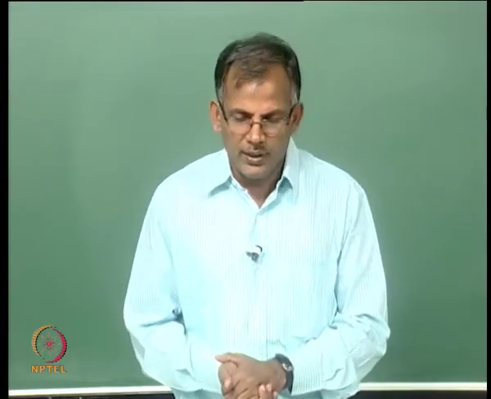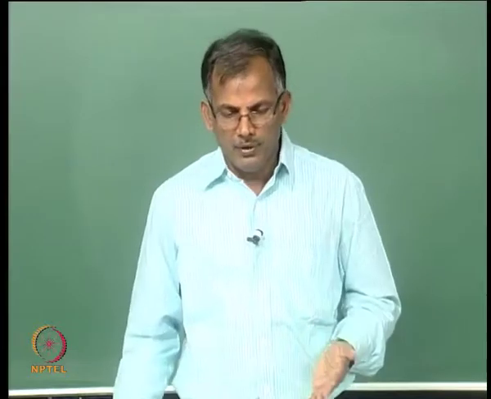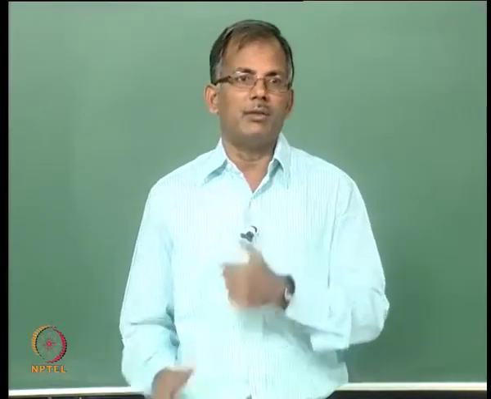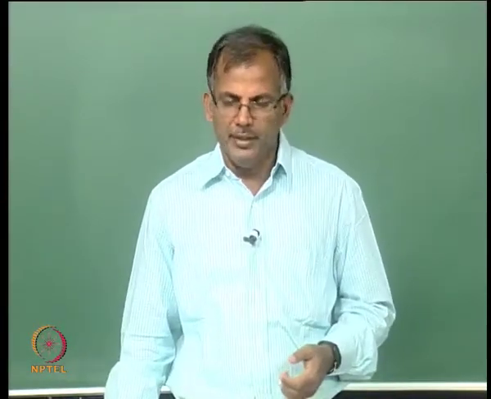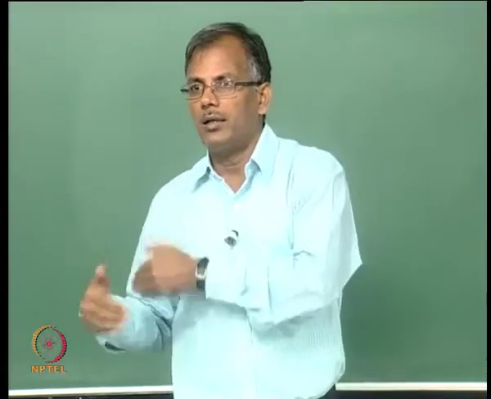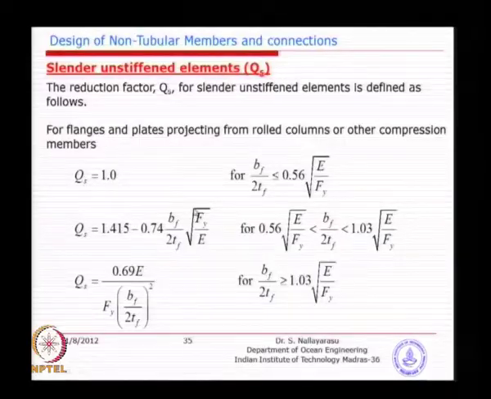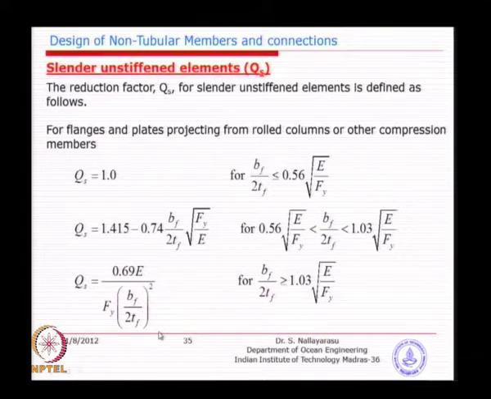Because of the difficulties faced by the designers, they have now come up with a modified form, where everything has been non-dimensionalized. See here, Fy by E does not matter as long as you use consistent units. Do not use one unit for one quantity and another for a different one, because then it becomes a problem. As long as you use consistent units, you do not have a problem; B and T get cancelled. As you can see here, when B by 2 Tf is greater than 1.03, the value takes another form.